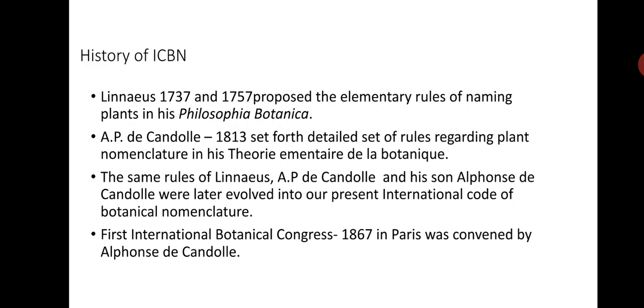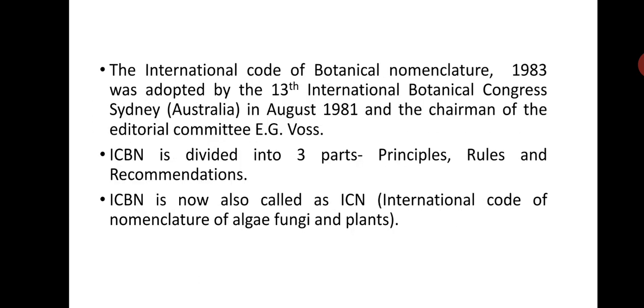The first International Botanical Congress was organized in 1867 in Paris, which was convened by Alphonse de Candolle. The International Code of Botanical Nomenclature 1983 was adopted by the 13th International Botanical Congress, Sydney, on August 8, 1981, and the chairman of the editorial committee was E.G. Voss. ICBN is divided into three parts: principle, rules, and recommendation. ICBN is now also called ICN, International Code of Nomenclature for Algae, Fungi, and Plants.